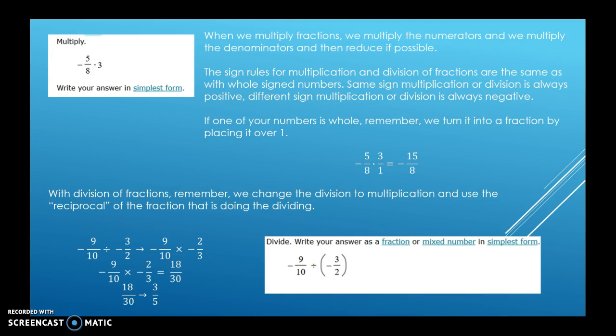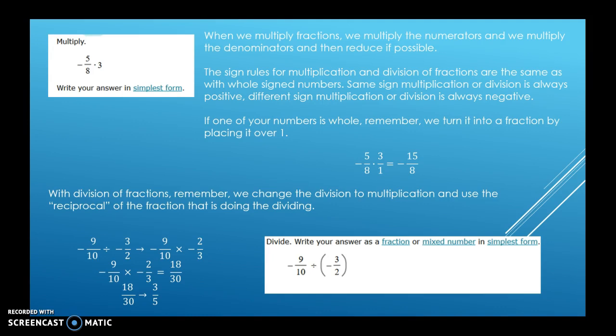The sign rules for multiplying fractions still apply. If you're multiplying 2 negatives, it's positive. If you're multiplying 2 of the same sign, it's always positive. 2 positives multiplying give you a positive. 2 negatives multiplying gives you a positive. Different signs, if you're multiplying a negative and positive, you always end up negative.